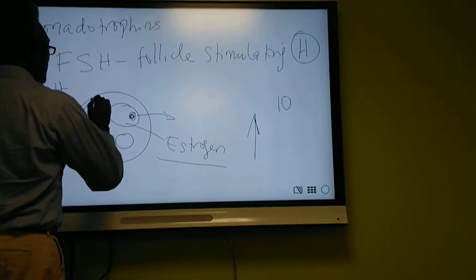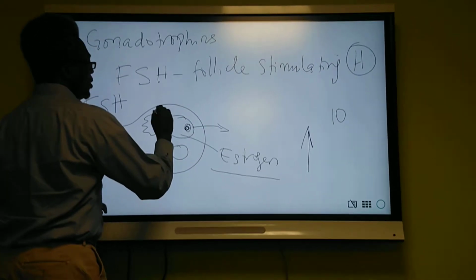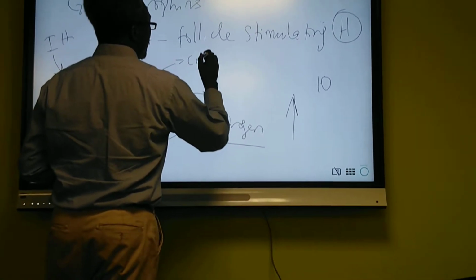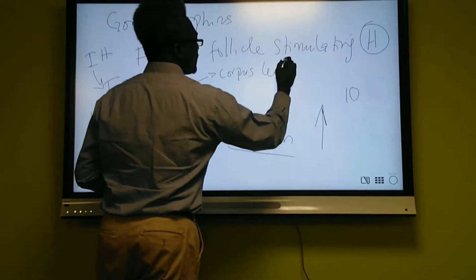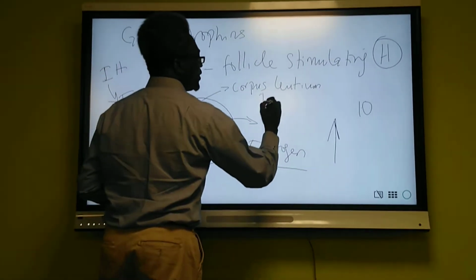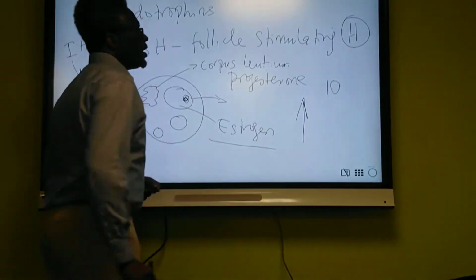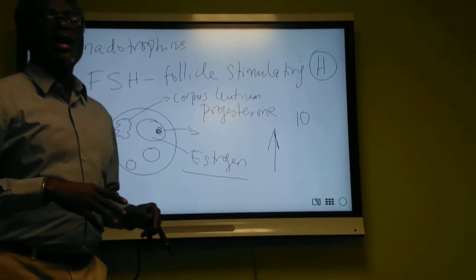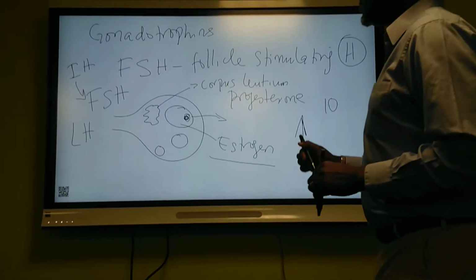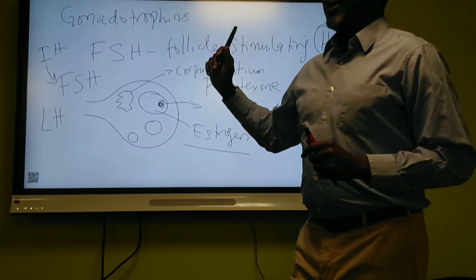Now you have this empty sac in the ovary, which is called the corpus luteum. The corpus luteum produces progesterone. Progesterone's job is to literally keep the uterus quiet in anticipation of getting pregnant. Now, if the person does not get pregnant, something interesting happens.